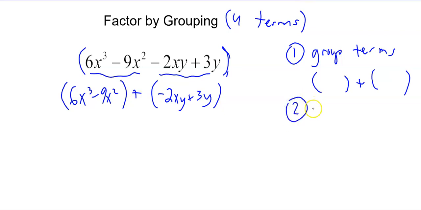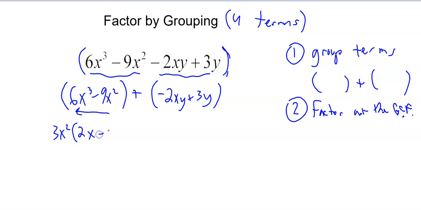Second step, factor out the GCF. The GCF, so the greatest common factor of each parentheses. So we're going to pull out the GCF. In this case, that looks to be 3x squared times 2x minus 3, looks like.